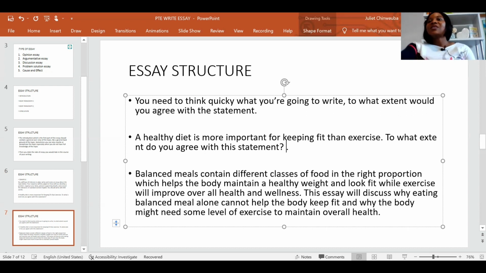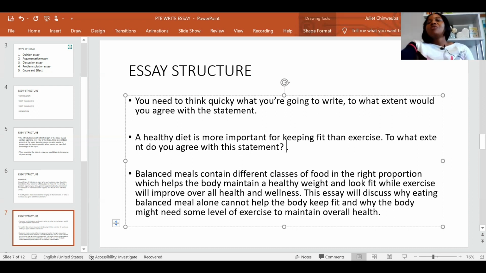So me, I said that this essay was called why eating balanced meals alone cannot help the body keep fit. So I'm not totally in agreement with the essay. It says, to what extent do you agree? So I'm saying no, balanced meals cannot do this job alone. It has to add a bit of exercise to it to maintain overall health. That was why I went ahead to explain what exercise is.